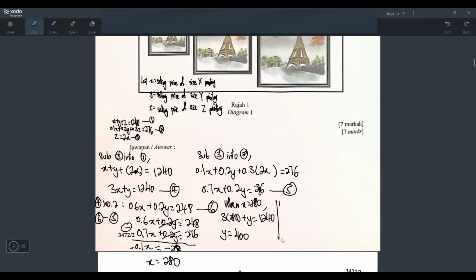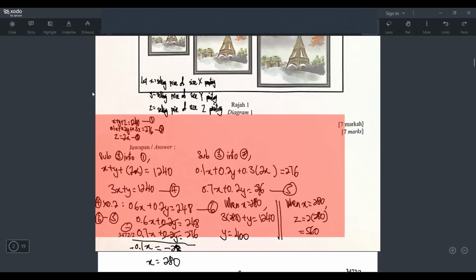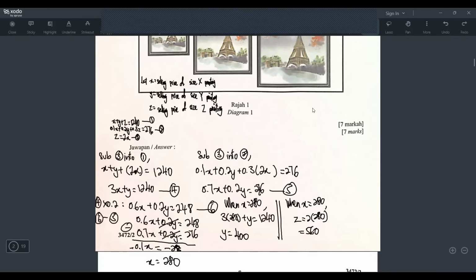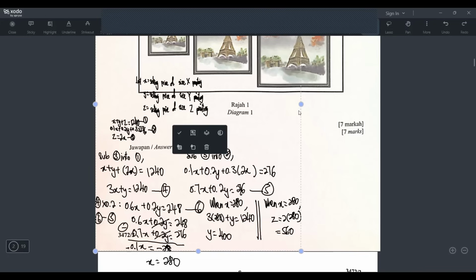But I will use equation 3, right? So equation 3 is Z equals to X, right? So I just need the value of X. So when X equals 280, Z equals to 2 times X, which is 280, and I will get 560. And then done already. That's the answer. Okay, now I want to ask you how to write for the final answer. Okay, how to write for the final answer?